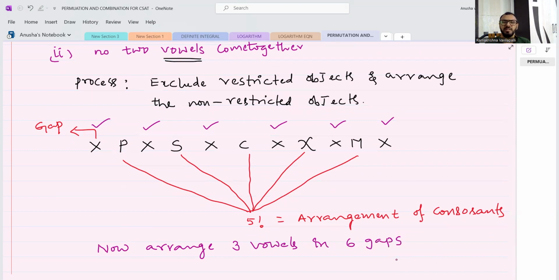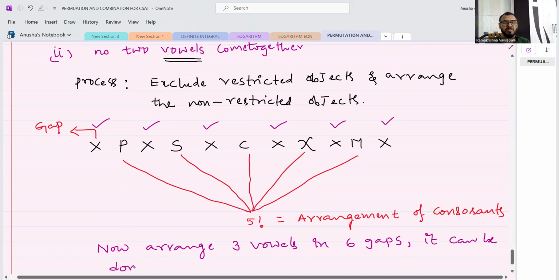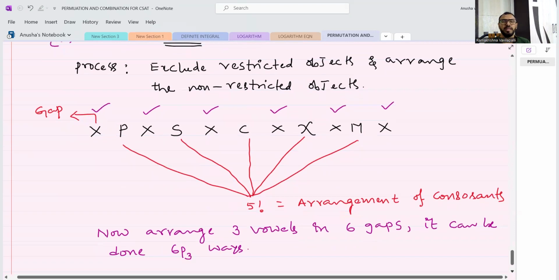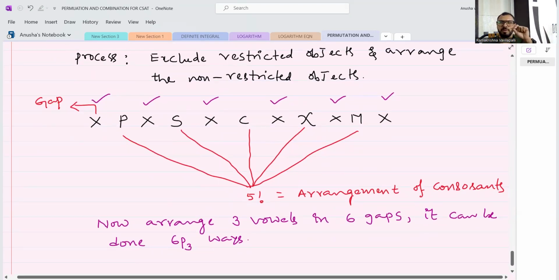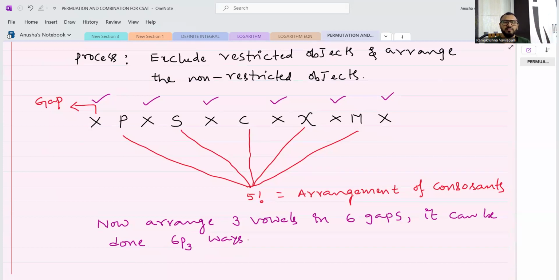Arranging 3 vowels in 6 gaps can be done in 6P3 ways. Which means that the first vowel can be put in any one of the 6 gaps, the second vowel in the remaining 5 gaps, and the third vowel in the remaining 4 gaps. So 6P3 is nothing but 6 into 5 into 4.